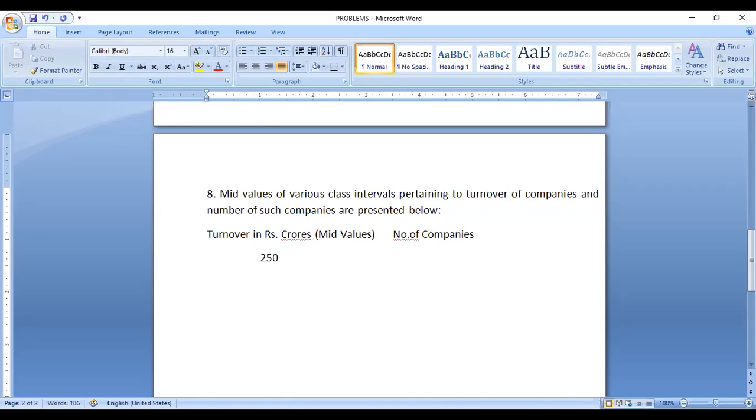250, 50, 350, 35, 450, 25, 550, 30, 650, 20. So these are the values given.